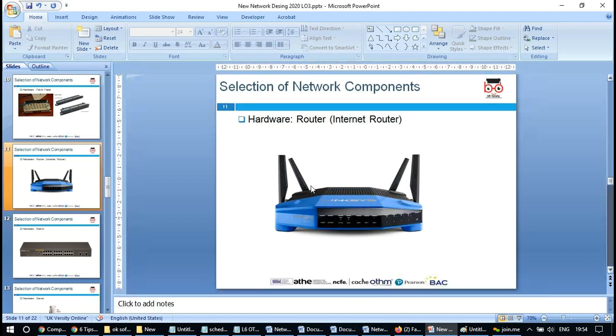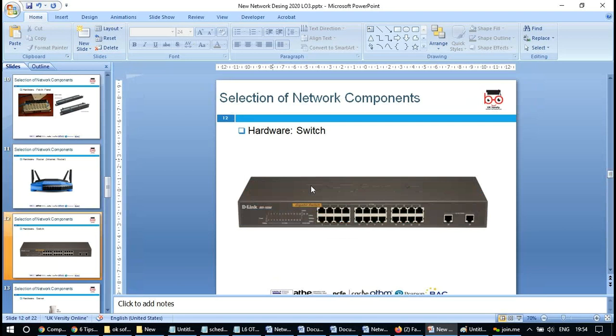Furthermore, you will have to select the switch as well. A switch is basically again a device which enables you to connect a number of PCs or devices to form a group of the network, where you have different computers and devices connected, and it helps you to make a network itself.